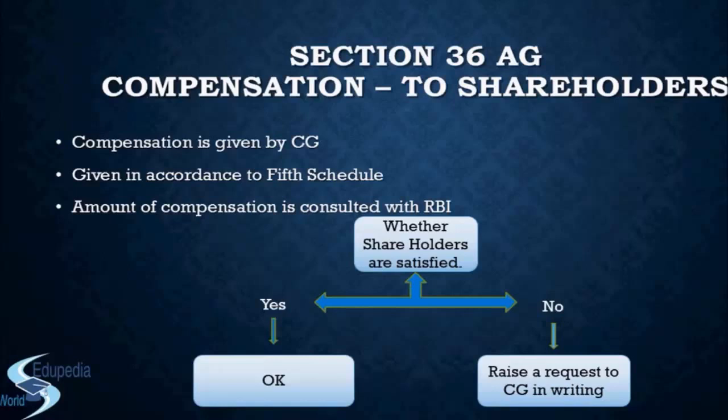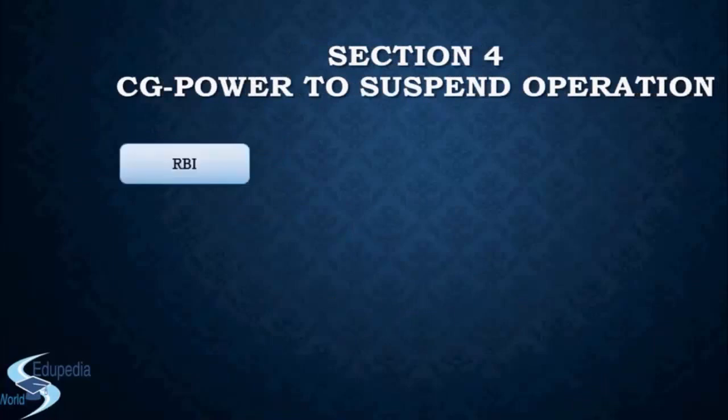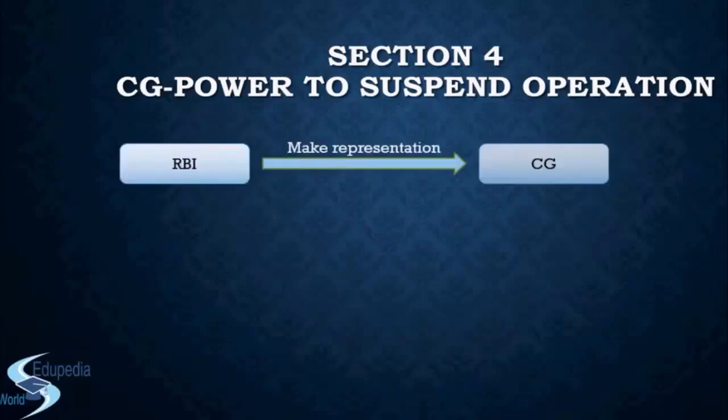So the next section that we would be covering, to have an overall idea about the act, is section 4, right, which says that the CG has the power to suspend the operation of the banking company. So when does it do so? First is when the RBI makes a representation to the central government, right, with regards to any particular banking company or to some banking company in general, right? So that representation would be considered by the central government.